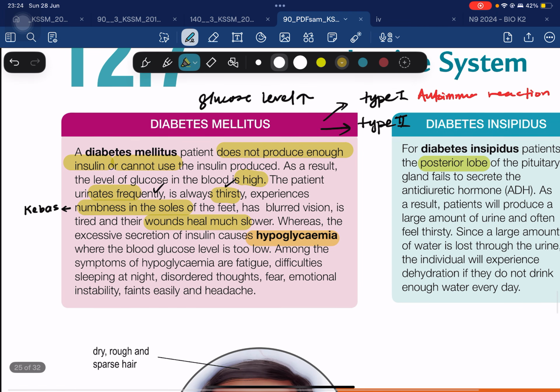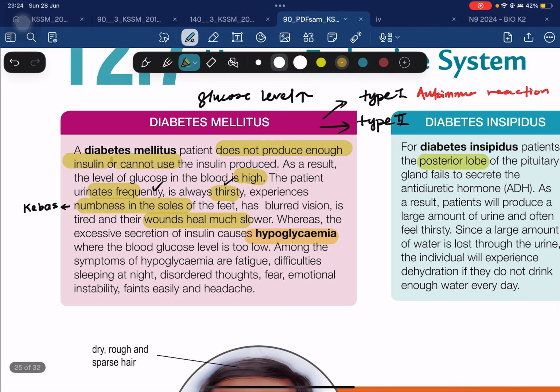Hypoglycemia occurs when your body has too much insulin. Just as I mentioned, glucose will be converted into glycogen, and when you have too much insulin, a lot of your glucose will be converted into glycogen, so an imbalance occurs. When the imbalance occurs, your blood glucose level is very low.